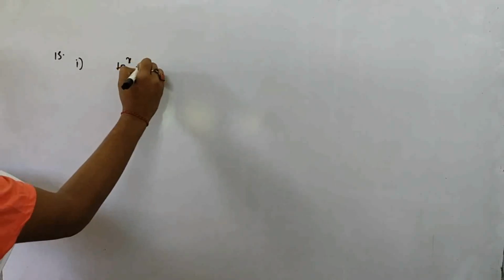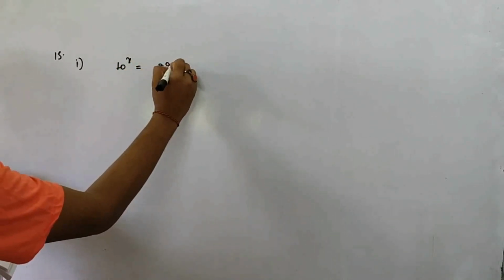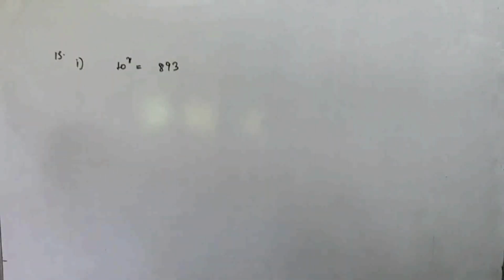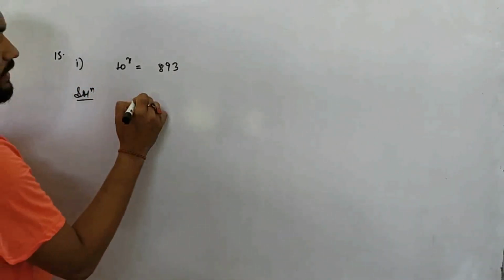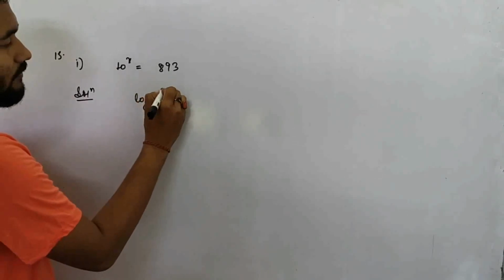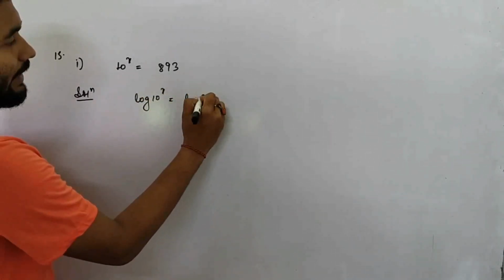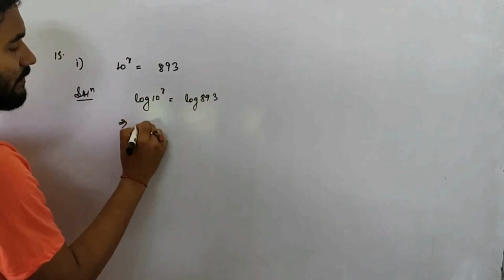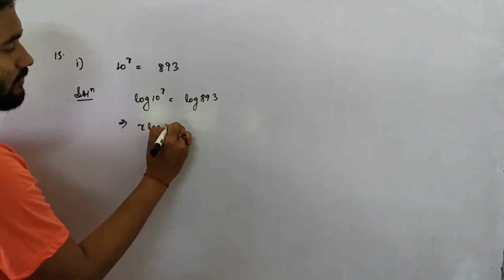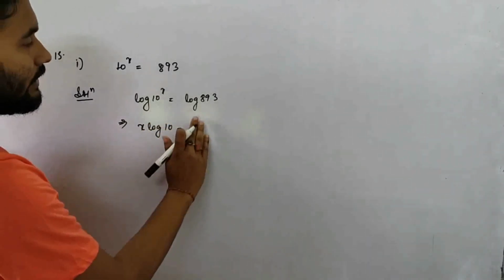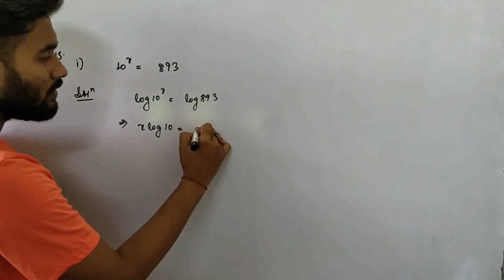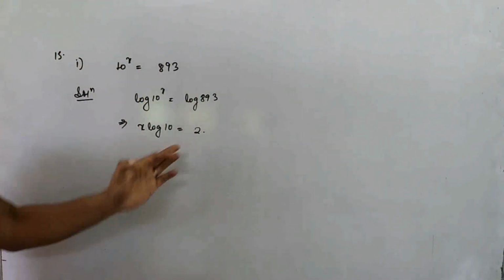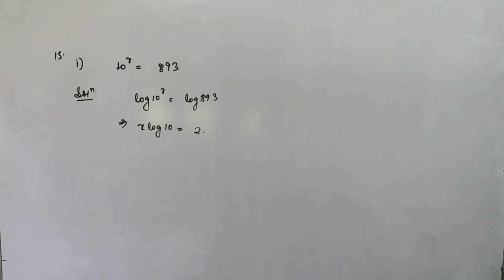10 to the power x will be what? 893. Okay, so solution, take log of 10 to the power x will be what? Log of 893, which implies x log of 10 will be what? Log of 893. So at first characteristics: 1, 2, 3 digits are there. 3 minus 1, 2. Characteristics is 2. So 2 point.